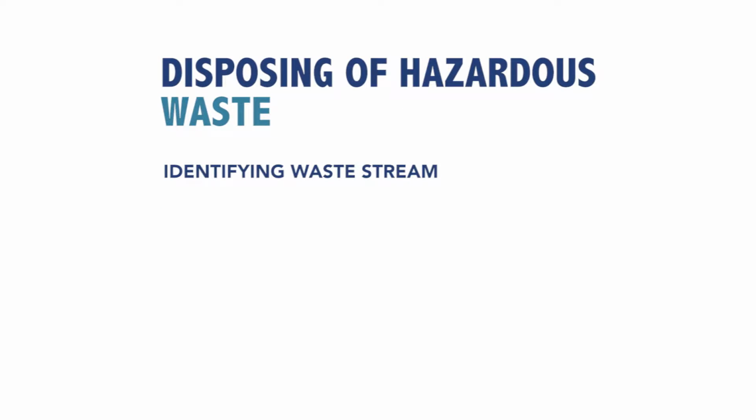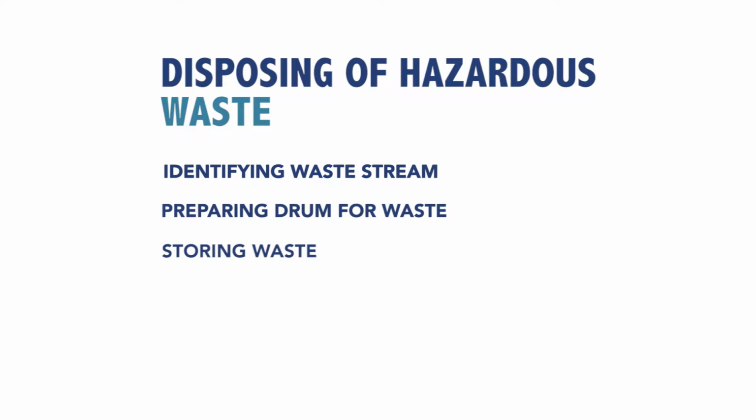There are 4 main steps when it comes to disposing of hazardous waste. These steps are identifying the correct waste stream, preparing the drum for waste, storing waste, and what to do with empty drums.